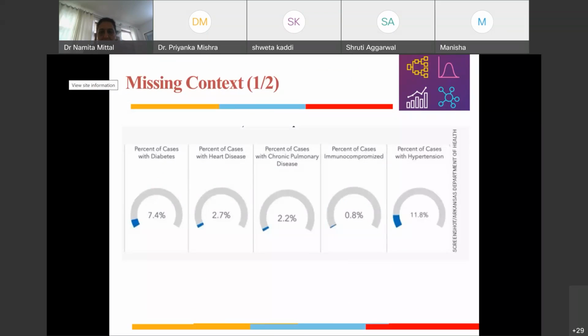Are you getting something out of it? Yes, it is data. We have made it in terms of visual. So 75%, 2.75, 2.7%, 2.2%, 0.8%, 11.8%. But it's not telling us the big story, big idea. Why do we do it? Why are we doing it?